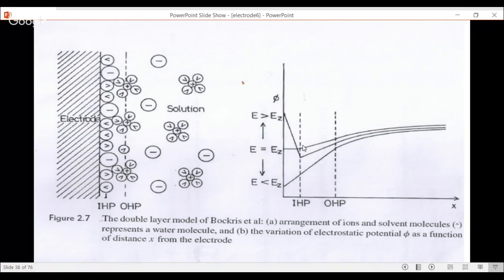So therefore, the gradient change is called the inner Helmholtz layer. This is the outer Helmholtz layer. This is the compact layer. This is the diffuse double layer.